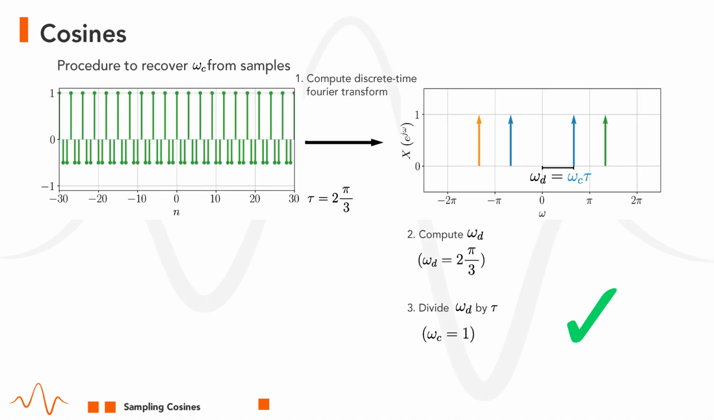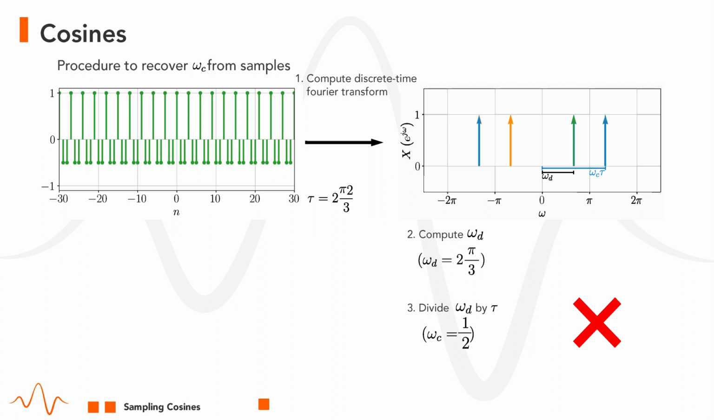We can follow this procedure for almost all the sampling periods that we have seen, so 2 pi over 16, 2 pi over 8, 2 pi over 4, until 2 pi over 3. All these are smaller than half of the period of the signal, so smaller than 2 pi over 2. And this procedure will then still work.